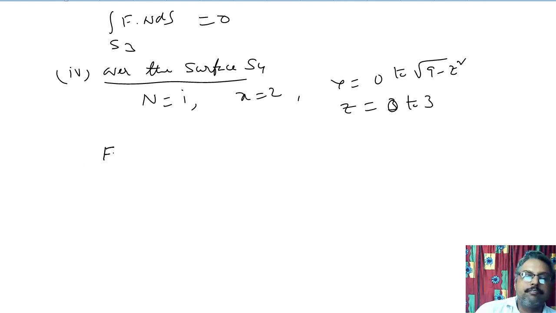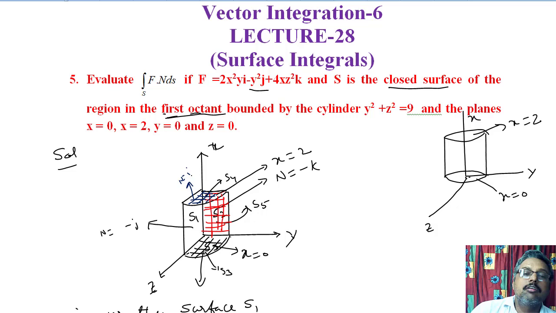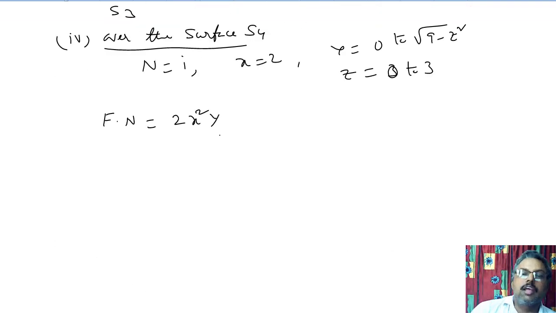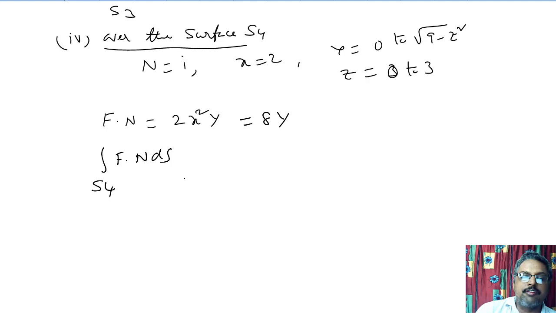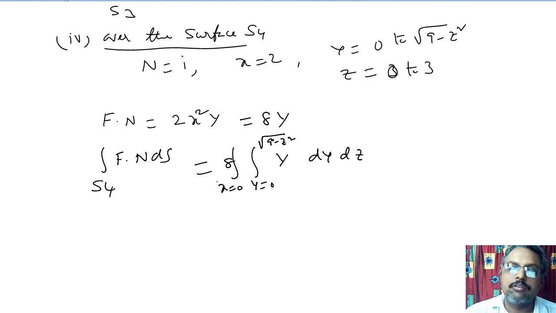Now what is f dot n? F dot n equals, this is same as here, no negative sign here. Okay, fine. With x equals 2, that is 8y. Integral f dot n ds over the surface S4 equals the double integral of 8 into y. Here the varying variables are y and z, dy dz. The y limits are 0 to square root of 9 minus z square, and z is 0 to 3.